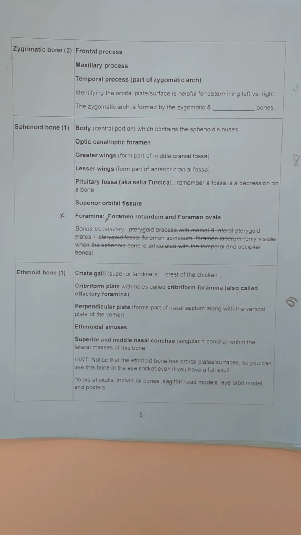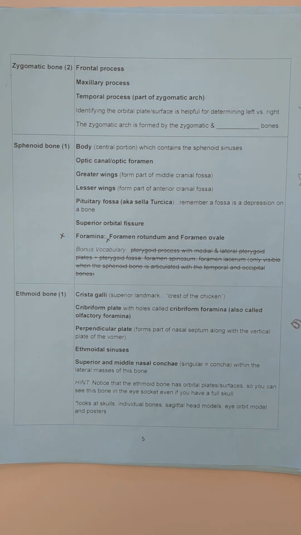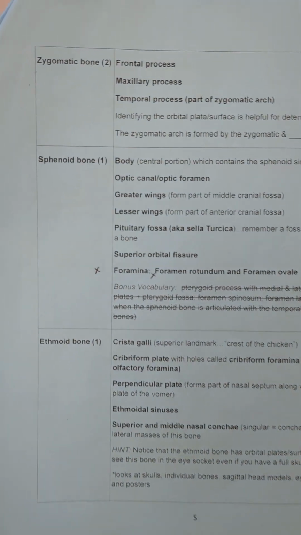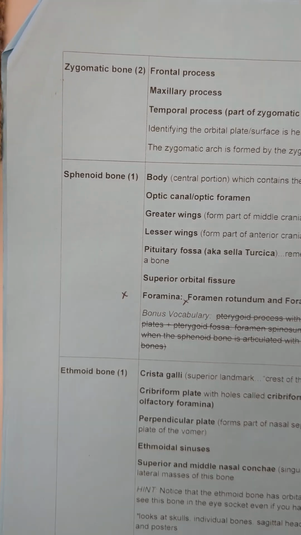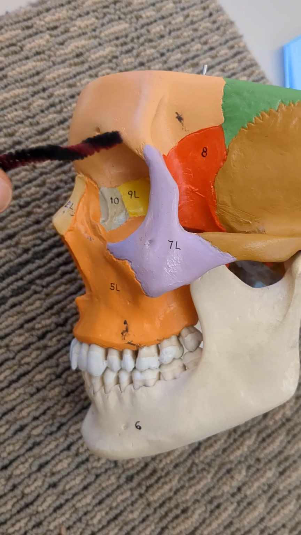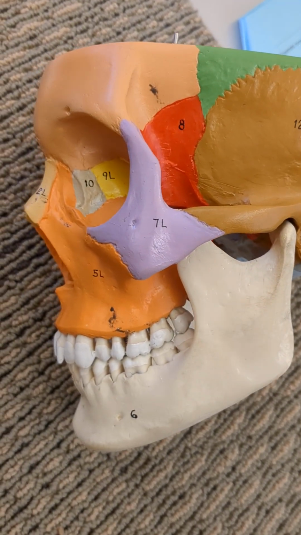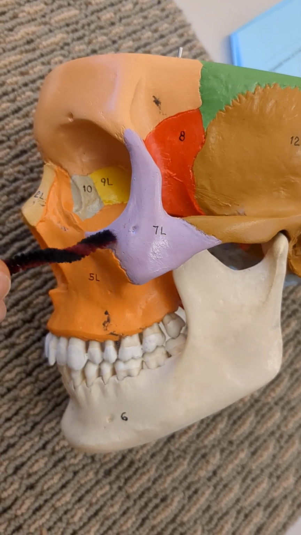For this video, you'll need to take out your blue bone packet, page 5, and we're going to discuss two bones today, the zygomatic bone and the sphenoid bone. So if we look at the zygomatic bone, we can see on this plastic skull, it's colored purple. What you need to notice is there are three areas where it reaches out to other bones. Those are processes of the zygomatic bone.